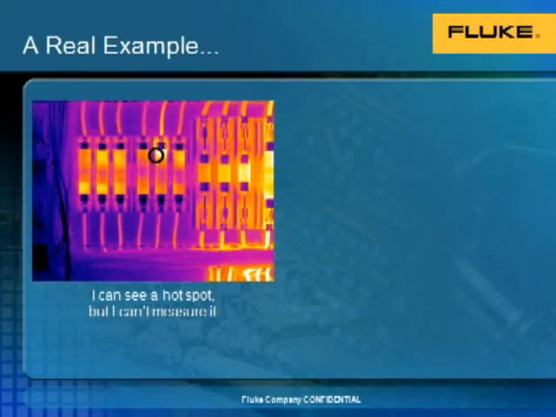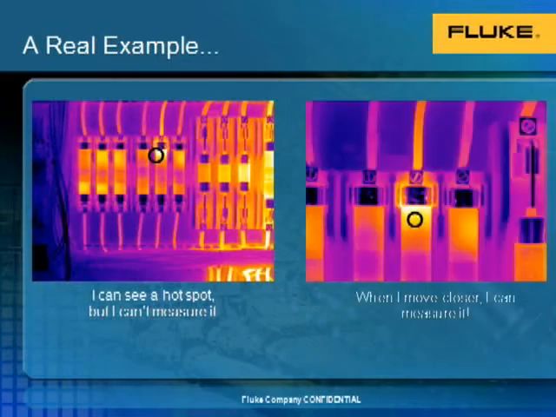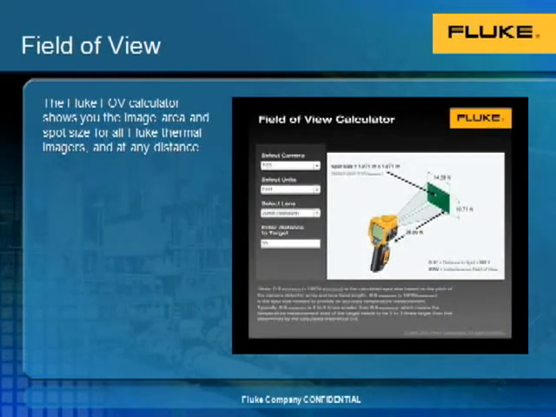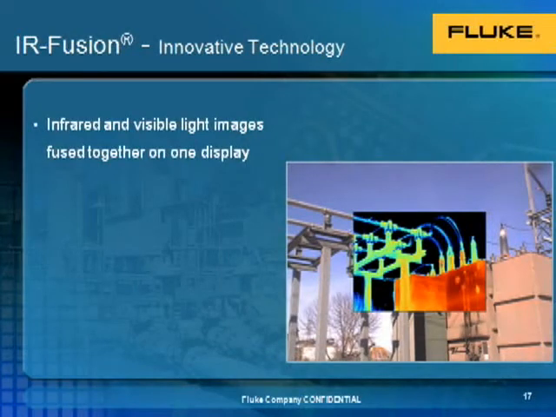Here is an example of where resolution comes into play. Depending on the resolution of the thermal imager, you may not be able to get accurate temperature readings from certain distances. The size of your target plays in as well. In this instance, we are too far away from this fuse to get an accurate measurement. By moving closer, we're able to get our spot size within our target and get an accurate temperature measurement. For more information on the field of view and spot size, please visit the Fluke website and check out the field of view calculator.